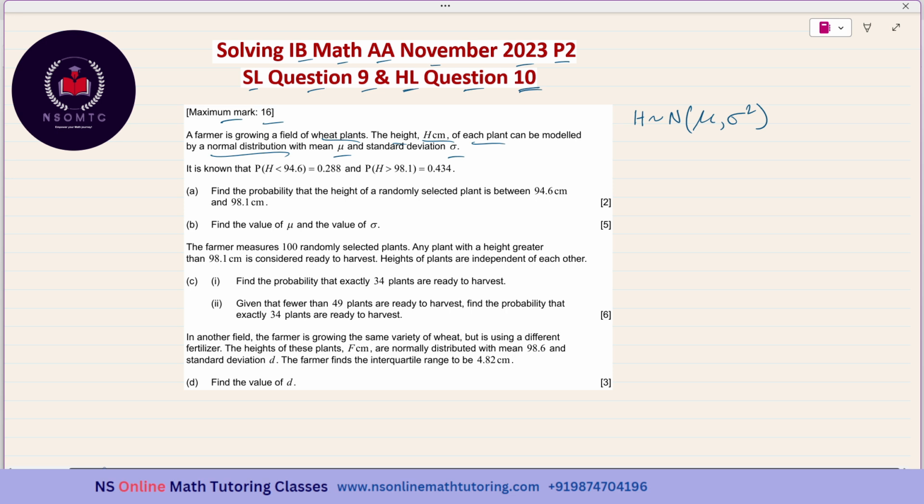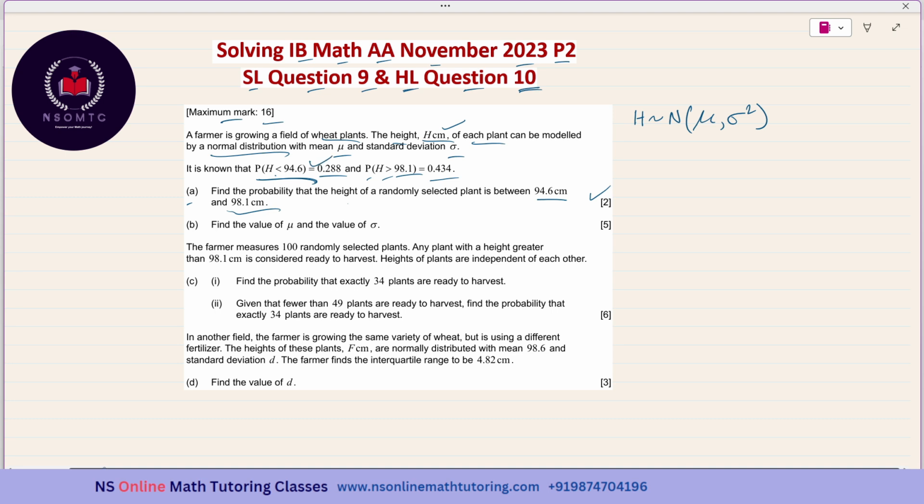It is known that the probability of H less than 94.6 centimeters is 0.288, and the probability of having a height greater than 98.1 centimeters is 0.434. Part A's question is, find the probability that the height of a randomly selected plant is between 94.6 centimeters and 98.1 centimeters, and it contains just 2 marks.